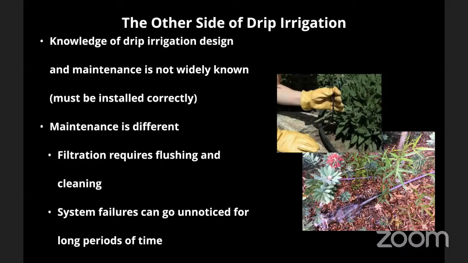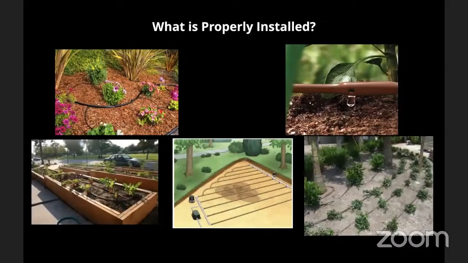So it needs to be properly installed. What is proper installation? Well, that depends on your irrigation design, but in general, how I am going to define proper installation for most landscapes is that the root zone of the plant, so not just right at the base of the plant, but the root zone of your plants, is being watered and evenly.